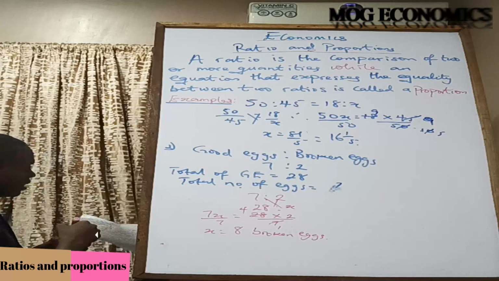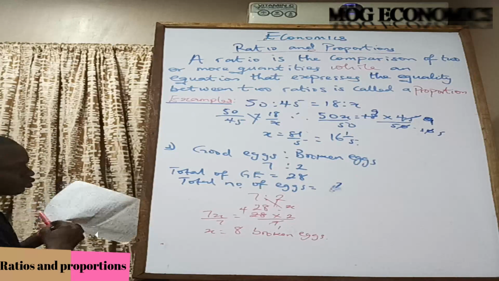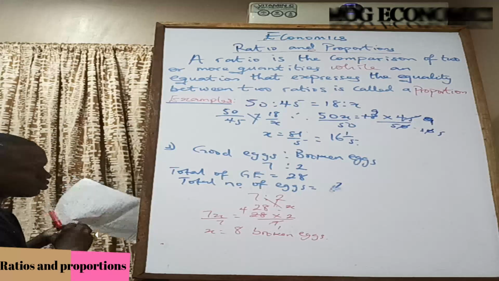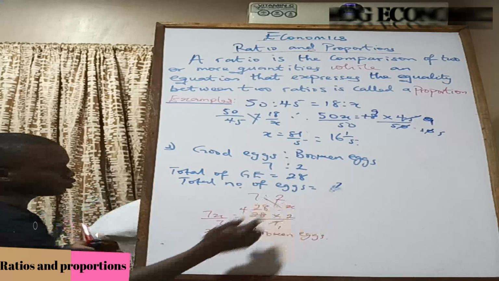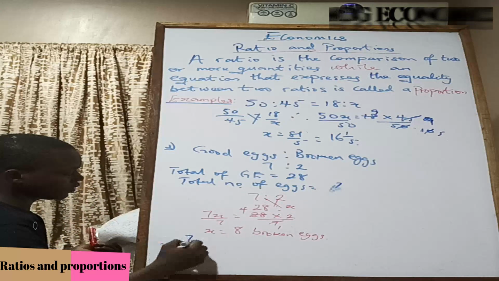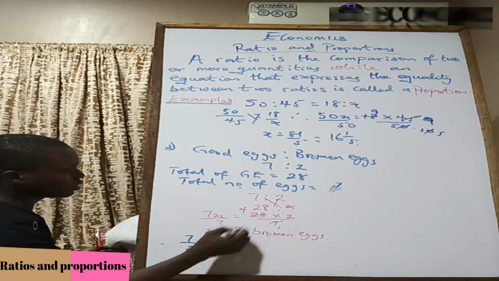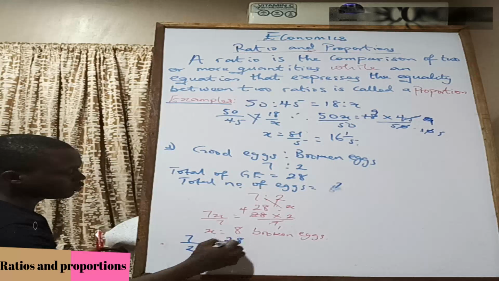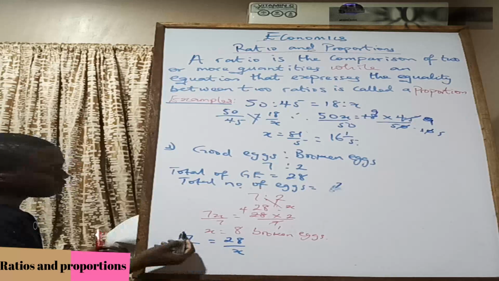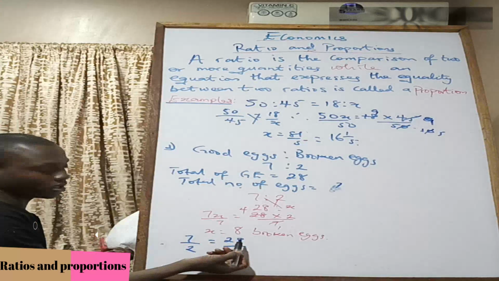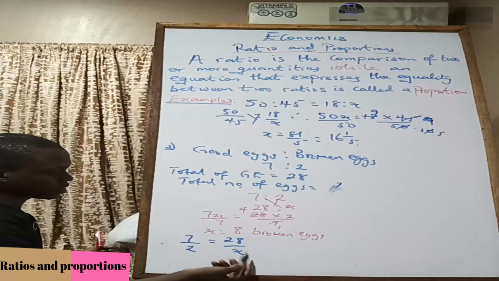Alright. So alternatively, we could just do 7 over 2. Here, since we have 7 ratio 2, we just do 7 over 2, same as what we did before, and that equals 28 ratio x. So you have good x here, then you have broken x here.